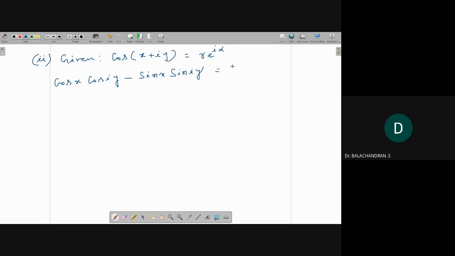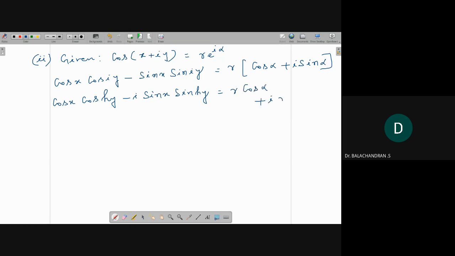So this is equal to r into e power i alpha. r into e power i alpha is what? Cos alpha plus i sin alpha. Now the left hand side is cos x cos iy, which is cosh y, minus sin x sin iy, which is i sinh y, equal to r into cos alpha plus i into r into sin alpha.